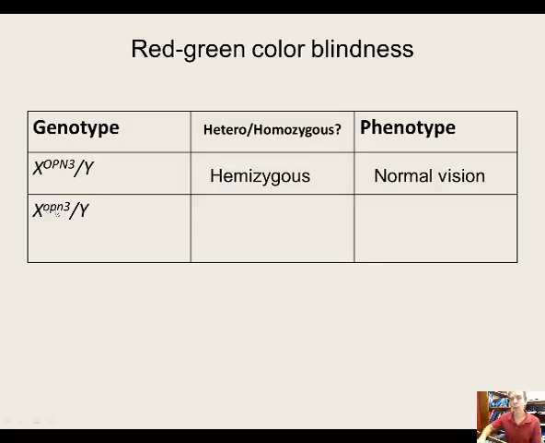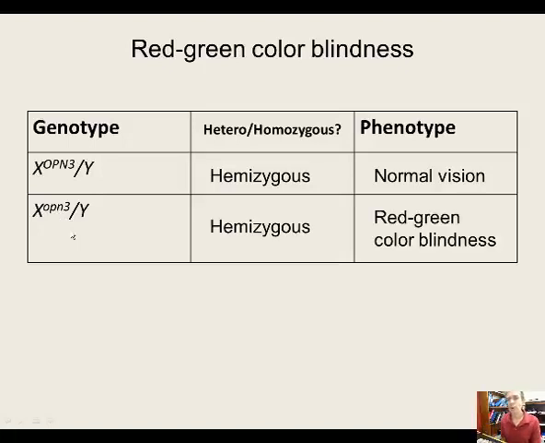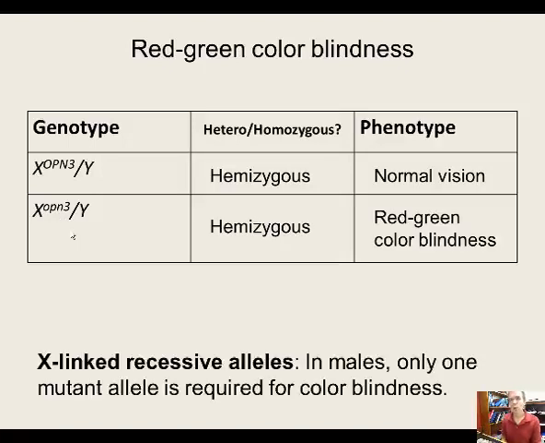For a male with a red-green colorblind allele, though, he would also be hemizygous, but have red-green color blindness. So, for X-linked recessive alleles, males only require 1 of those mutant alleles to express that trait. And that's why it's more common in males than females. Instead of having to inherit 2, we only have to inherit 1.